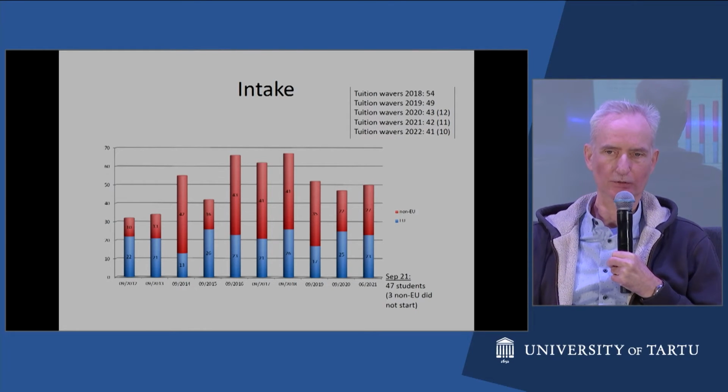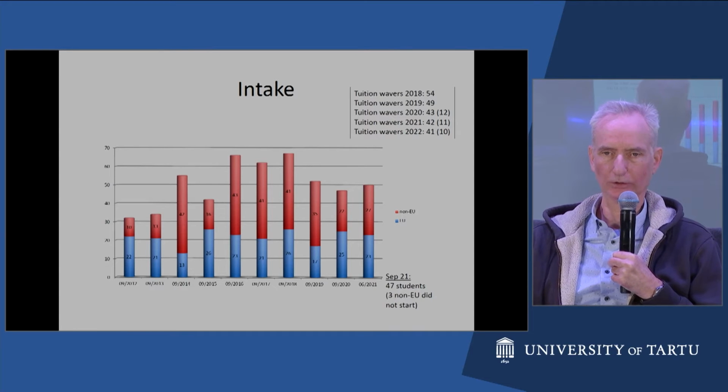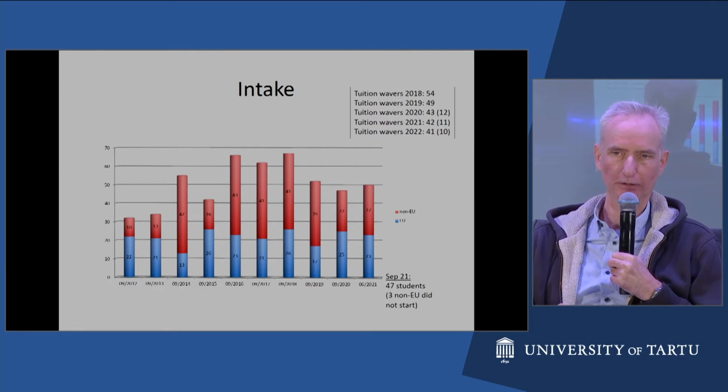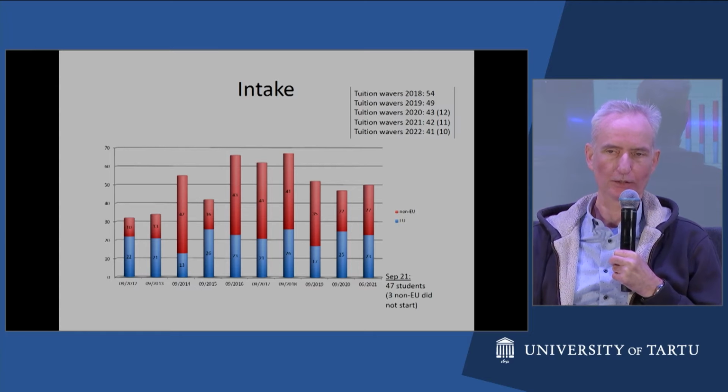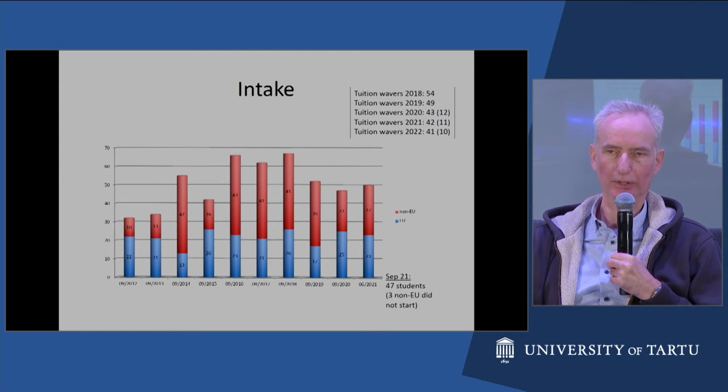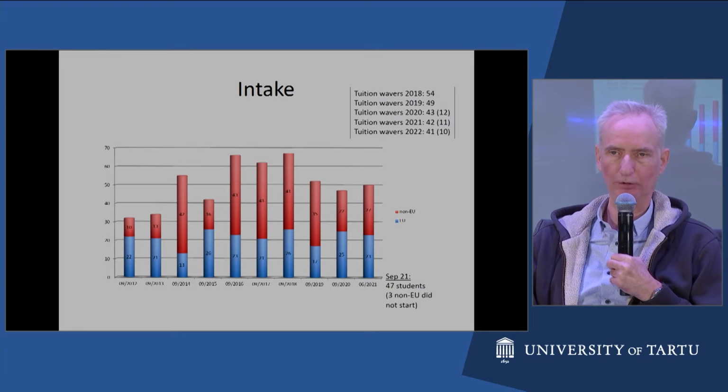So just a few words about the intake. These numbers on the slide show you how many students we typically have after the first 2 months of the program have started. So it's a bit less than 55 students. It's a rather, let's say, stable situation. And what you see in blue color are students from European Union countries. And the red part of the column shows students coming from non-EU countries.